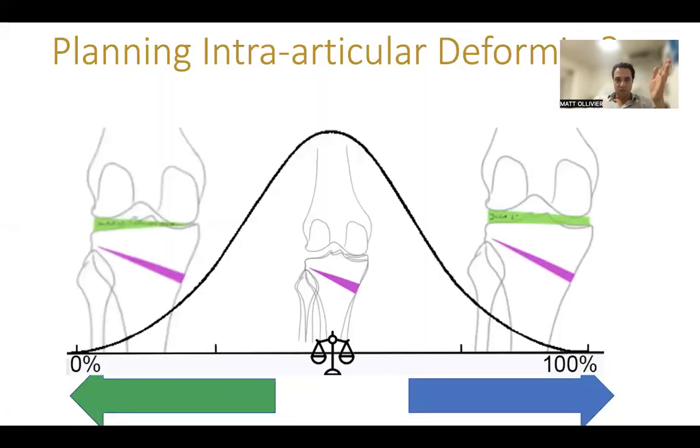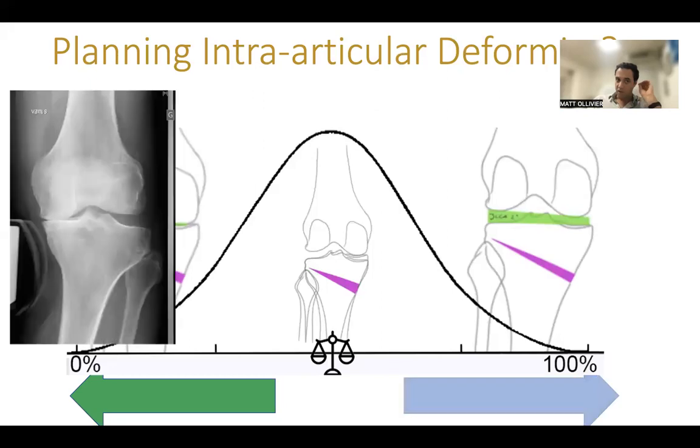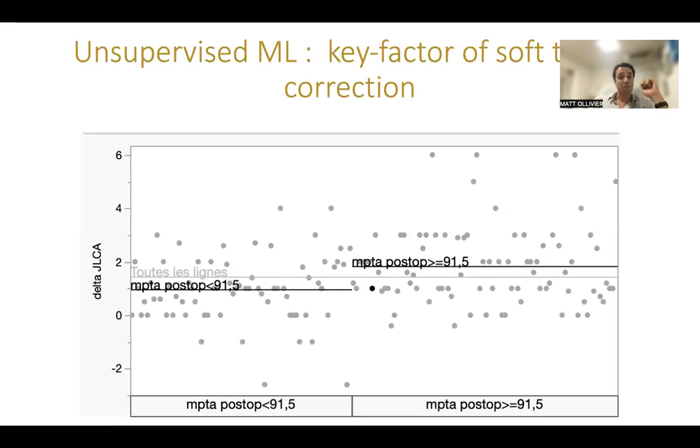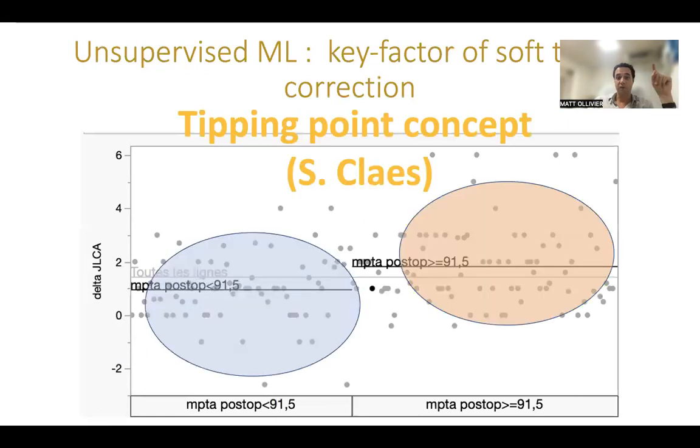Why is it complex to do soft tissue correction? Once again, because you don't know what will happen pre-op to post-op. The tibia will be like this at the end or like this at the end. And the only answer we have on that is we don't know. So this is something that is probably related to the final aspect of the tibia, what we call the tipping point of Stephen's class. And you will see that the delta GLCA, the amount of intra-articular correction in my series, is really dependent on the value of the MPTA.